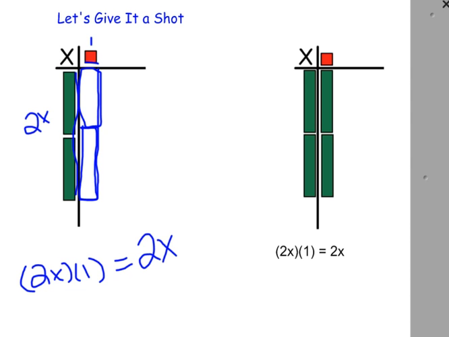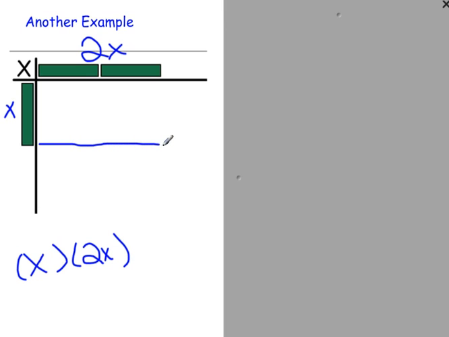Okay, so let's give another example. Here we have on this side an x, and on the top we have 2x. So we have x times 2x. That's what we're multiplying, x times 2x. Now I'm going to complete this area, and I know I need to go a horizontal distance of 2x, and I need to go a vertical distance of x. So I've created my nice little rectangle.